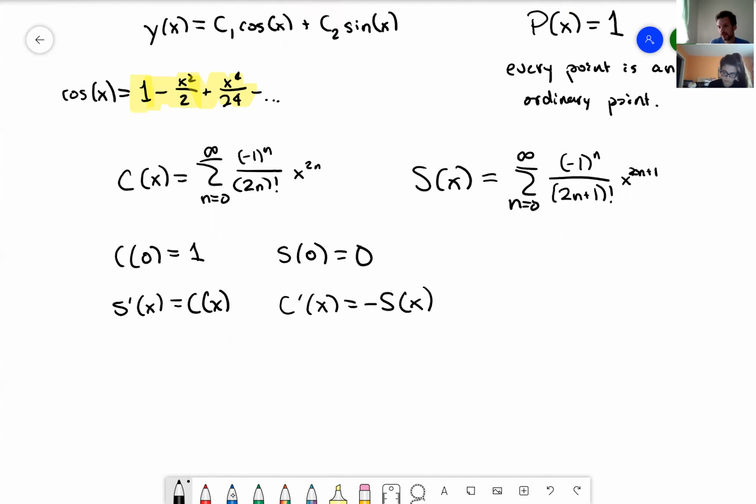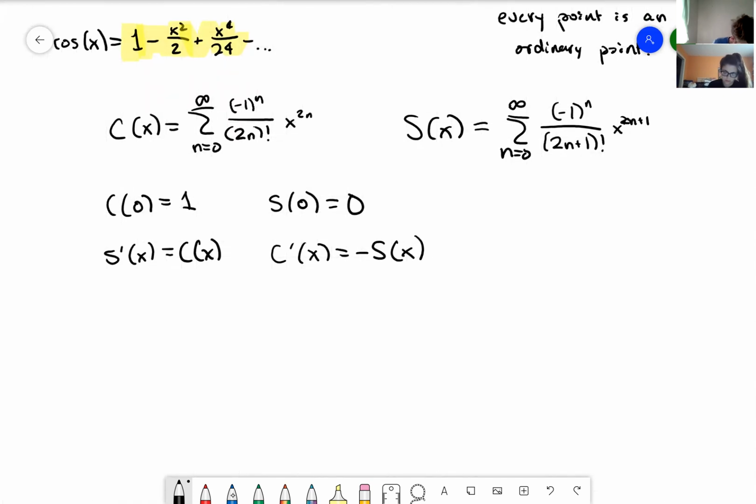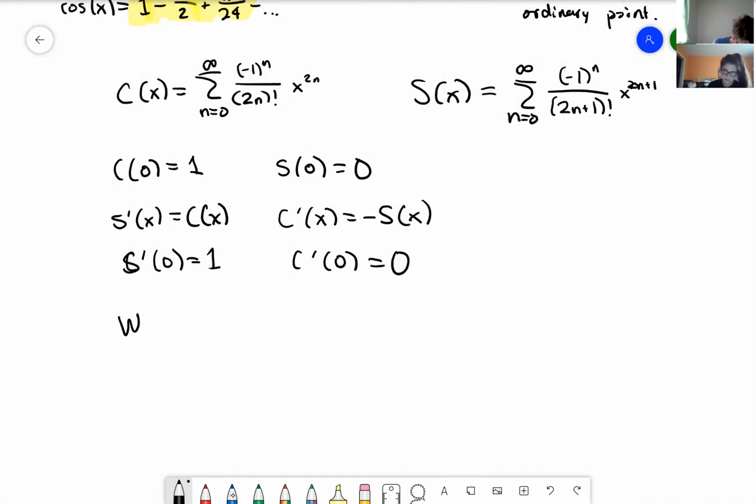Right, just in terms of the power series, because we know how to take derivatives of power series. It's very simple. And so we get that S prime of 0 is equal to 1, C prime of 0 is equal to 0. And then the Wronskian of C and S evaluated at 0 is just the determinant of 1, 0, 0, 1, which gives us 1. And we would have been able to conclude from this that we have a fundamental set of solutions.